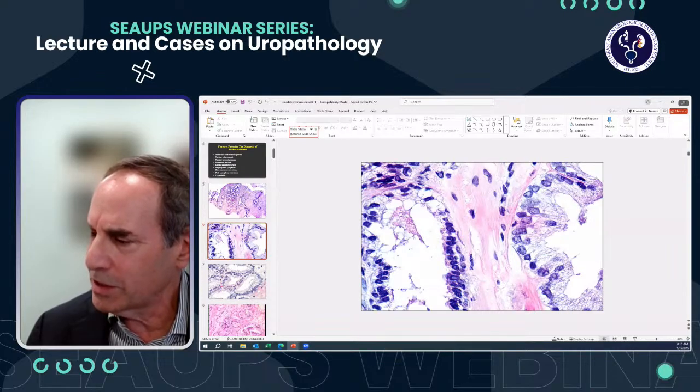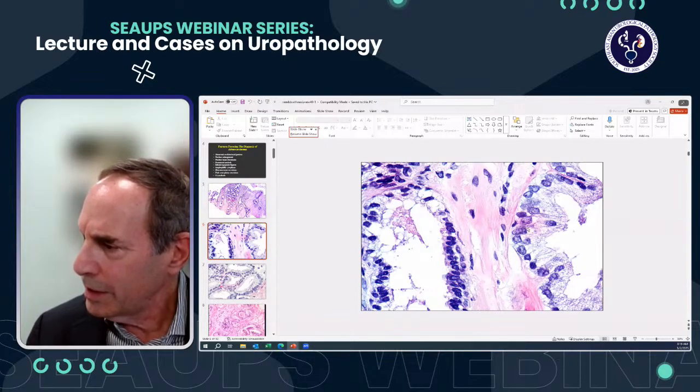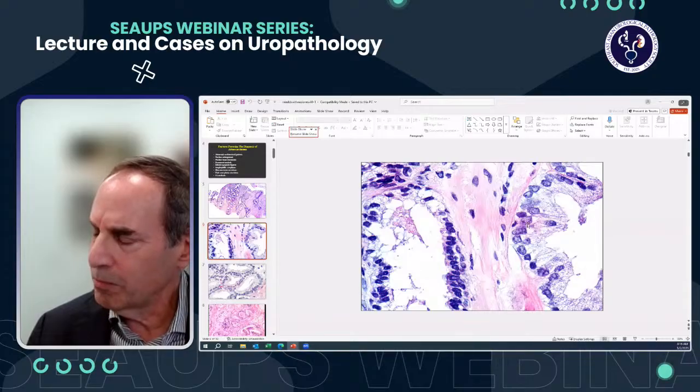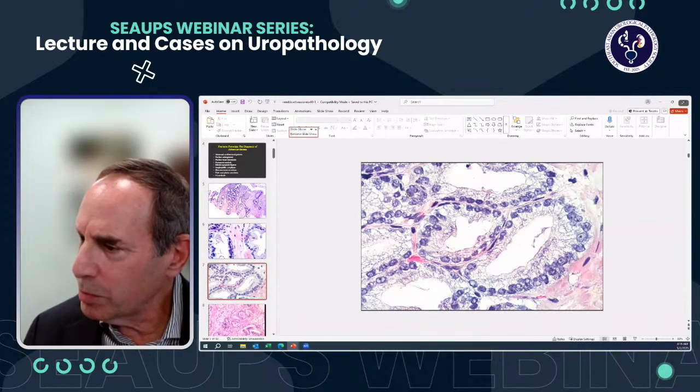So on the left is a gland that's benign. On the right is one of those glands from that crowded focus. And we can see some enlarged nuclei and occasional prominent nucleoli. And then if we look further in that focus, we can see again multiple nucleoli.